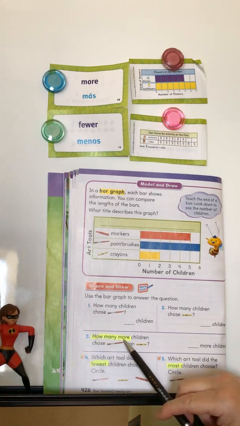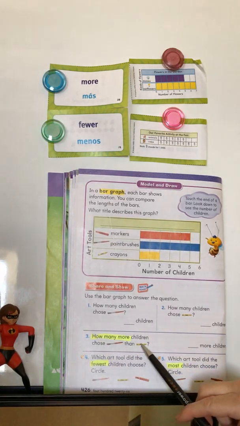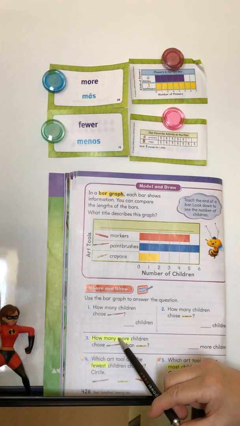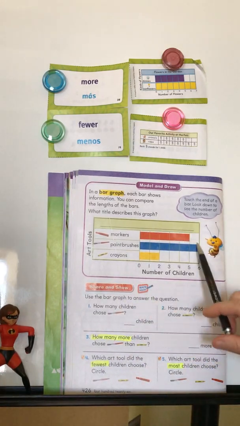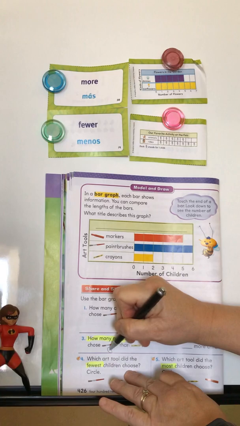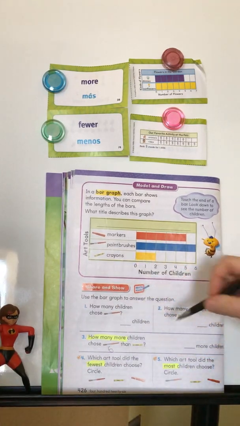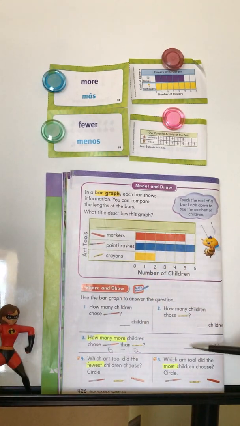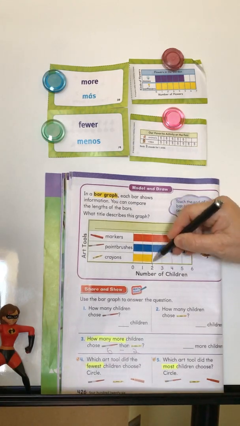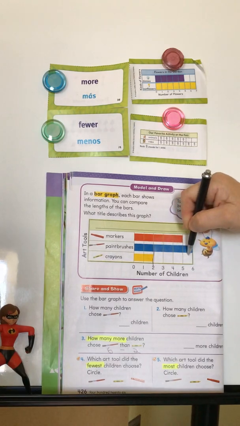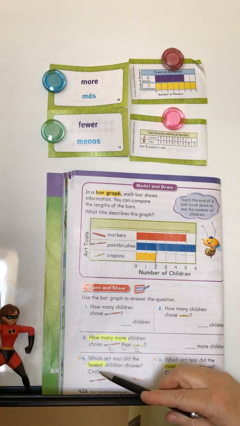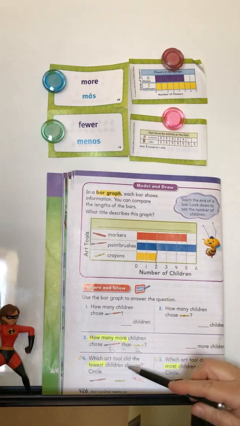Number 3 says, how many more children chose paintbrushes than crayons? Remember that we know how many more always means we need to subtract. So we look at paintbrushes and we can see that is 6. So we can write a 6. And crayons is 2. How many more means minus. So you can do 6 minus 2 to get your answer. Or you can look right up here at the graph and you can go, this is to where they're even, and then count how many more it has. So 1, 2, 3, 4. There's your answer.